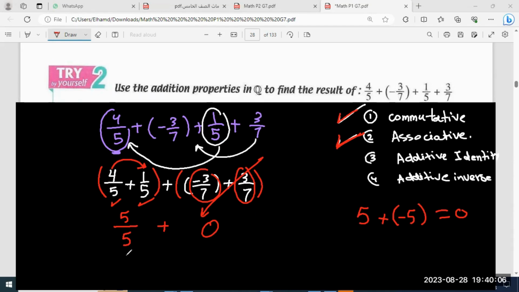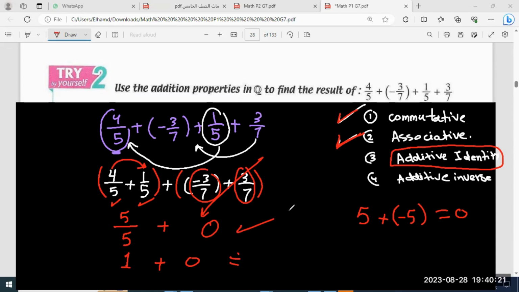Now it's 1 plus 0, and 1 plus 0 is what? It is the additive identity. So you used all the properties.